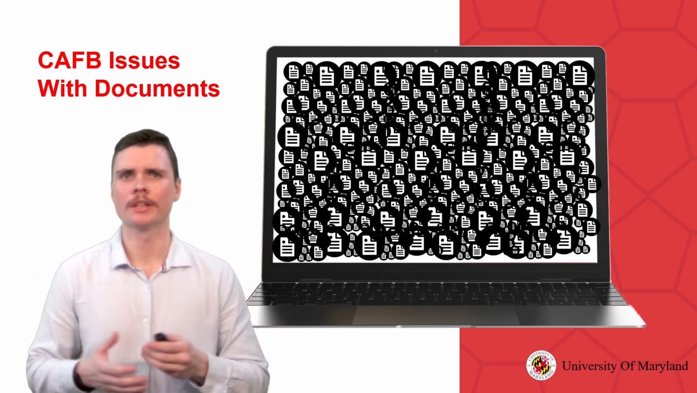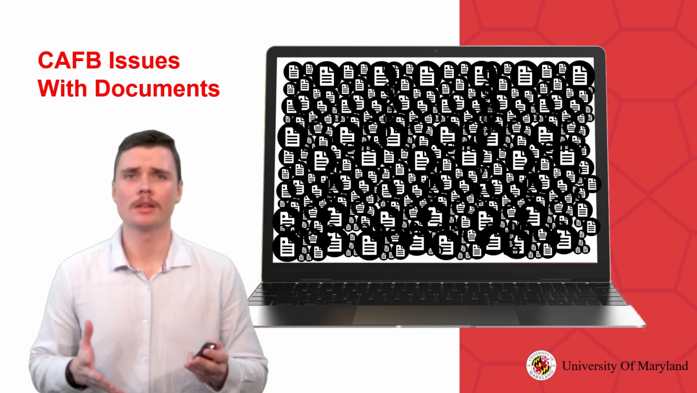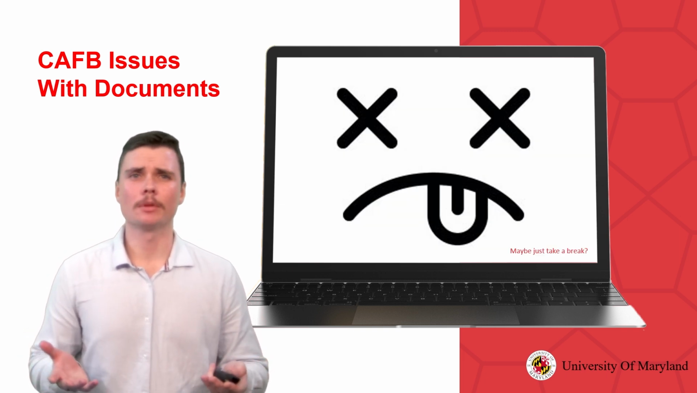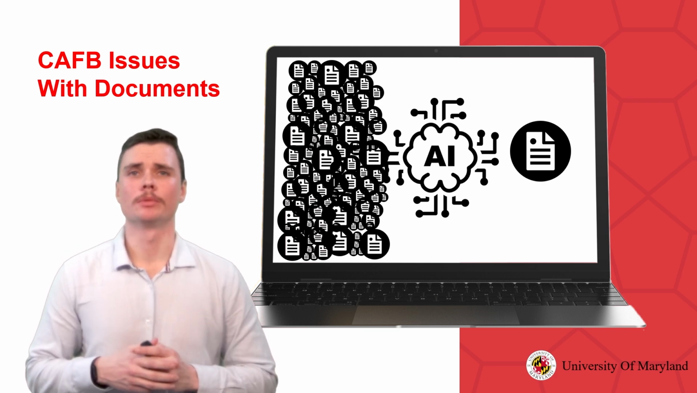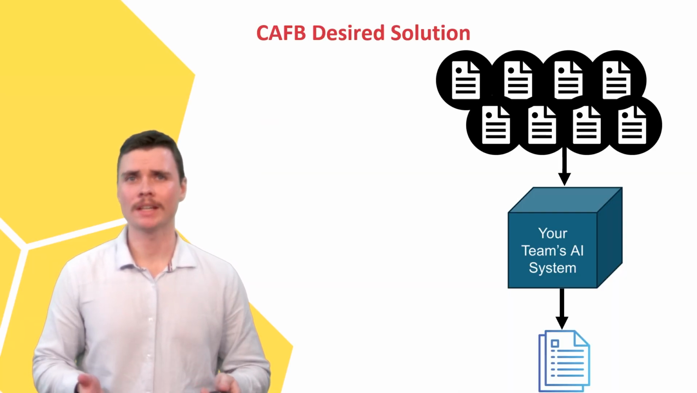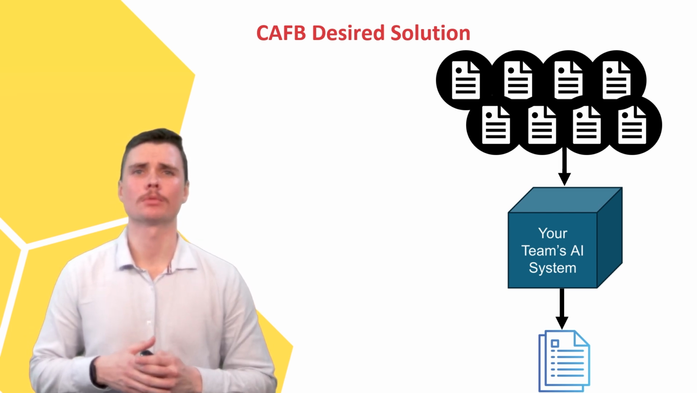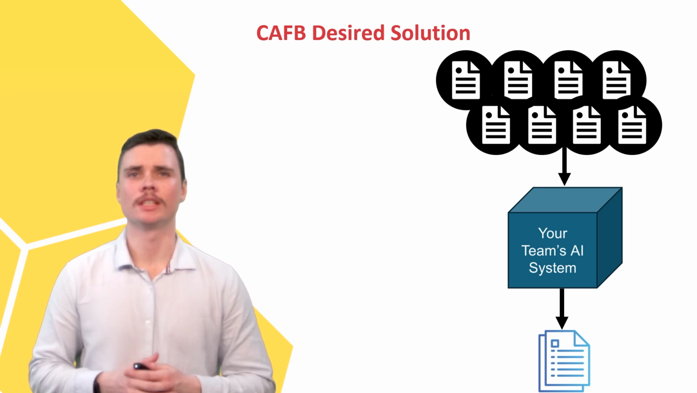The need for accurate, compelling content is constant, but the process is repetitive, time-consuming, and inefficient, and can become overwhelming for the Capital Area Food Bank team. This is where AI can help. The Capital Area Food Bank needs a generative AI tool that can streamline this document creation process, allowing staff to focus on their core mission, feeding those in need.